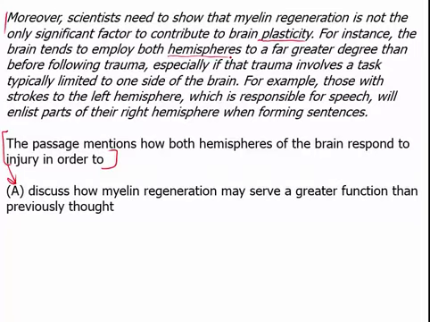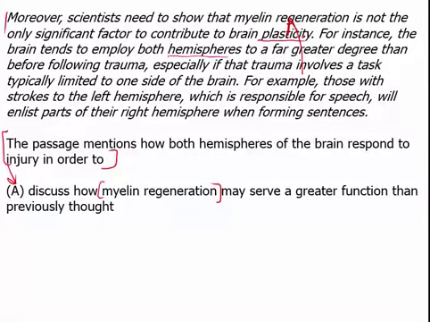Now let's look at A. "Discuss how myelin regeneration may serve a greater function than previously thought." Well, that doesn't quite match up with the answer that we had, but it does look nice because it has myelin regeneration, which is right there in the sentence. But is the point of mentioning both hemispheres to show us that myelin regeneration may have a greater function?